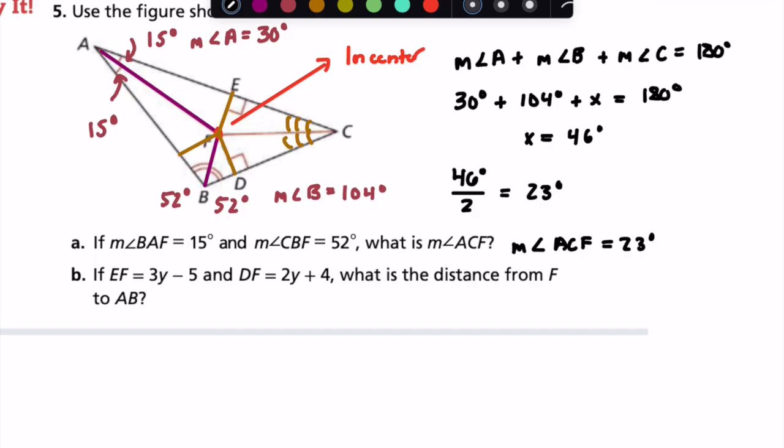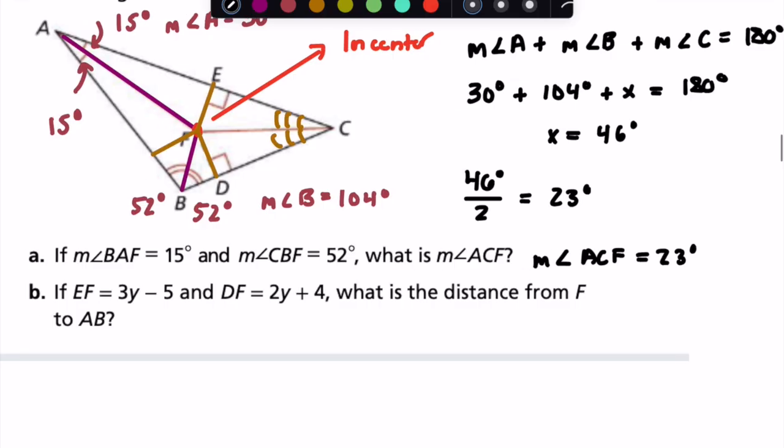Okay, so now if we look at the next part, it tells us EF is equal to 3y minus 5, and DF is equal to 2y plus 4. If you haven't already, please pause the video and work this problem out yourself. So pause right now.